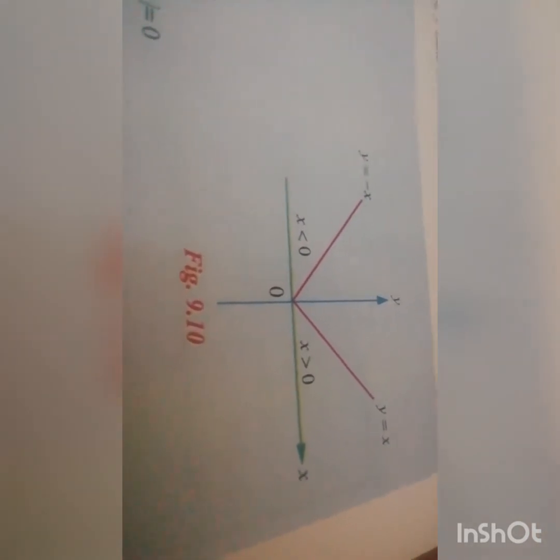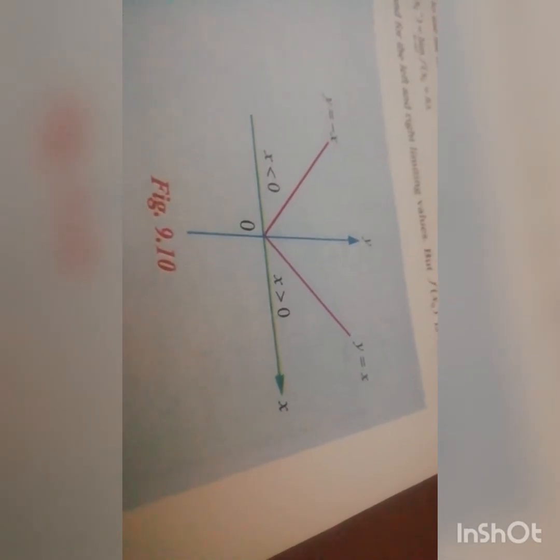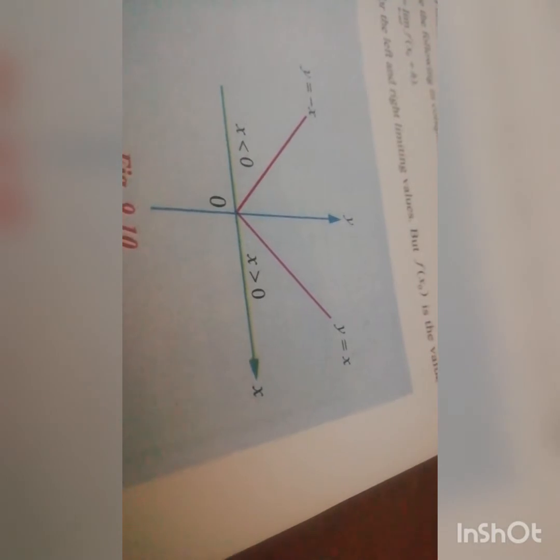See, this is the diagram. X-axis, y-axis, and the origin at 0. If x is greater than 0, the positive value, then y is equal to x. That means if x is equal to 1, y is also 1, so you can mark the point (1,1). Put x equal to 2, y is also 2. We can mark the points (2,2), (3,3), (4,4), (5,5). If we join them, we get this line.